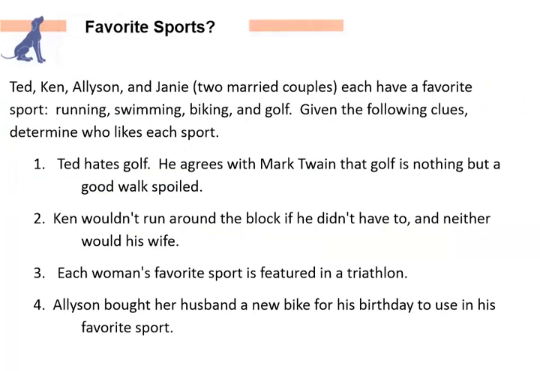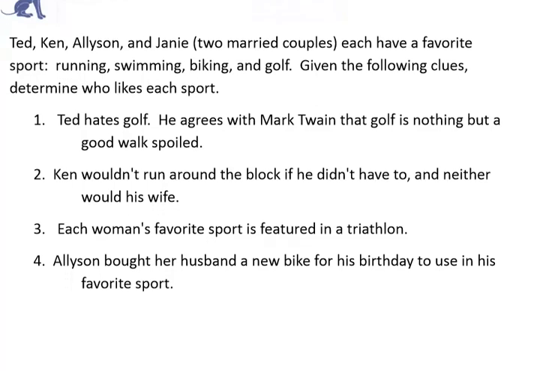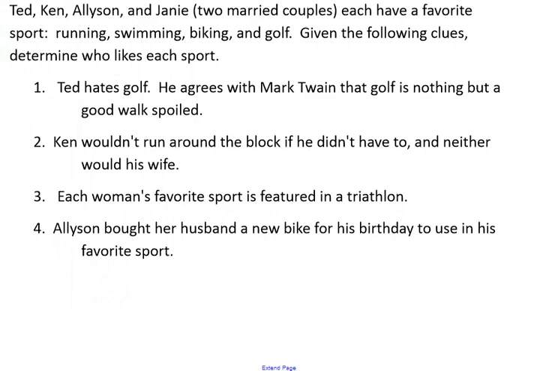Ted, Ken, Allison, and Janie, 2 married couples, each have a favorite sport: running, swimming, biking, and golf. Given the following clues, determine who likes which sport. All right. The reason this is an easier problem is because we're dealing with 4 people and we're dealing with 4 sports. So what we're going to do is we're going to draw a table just to represent those.